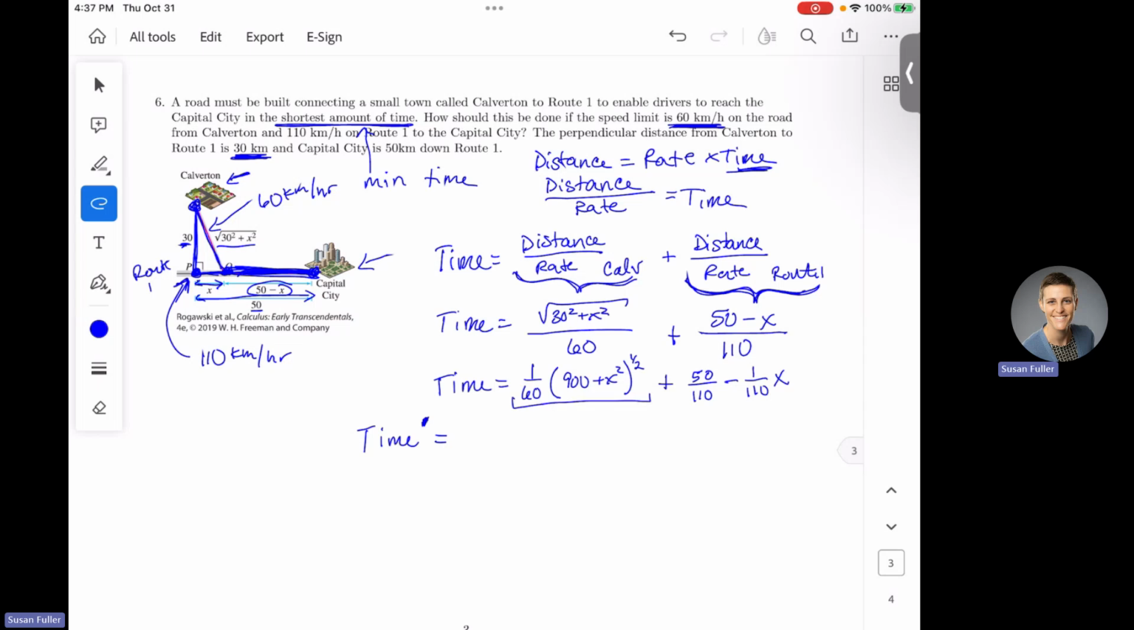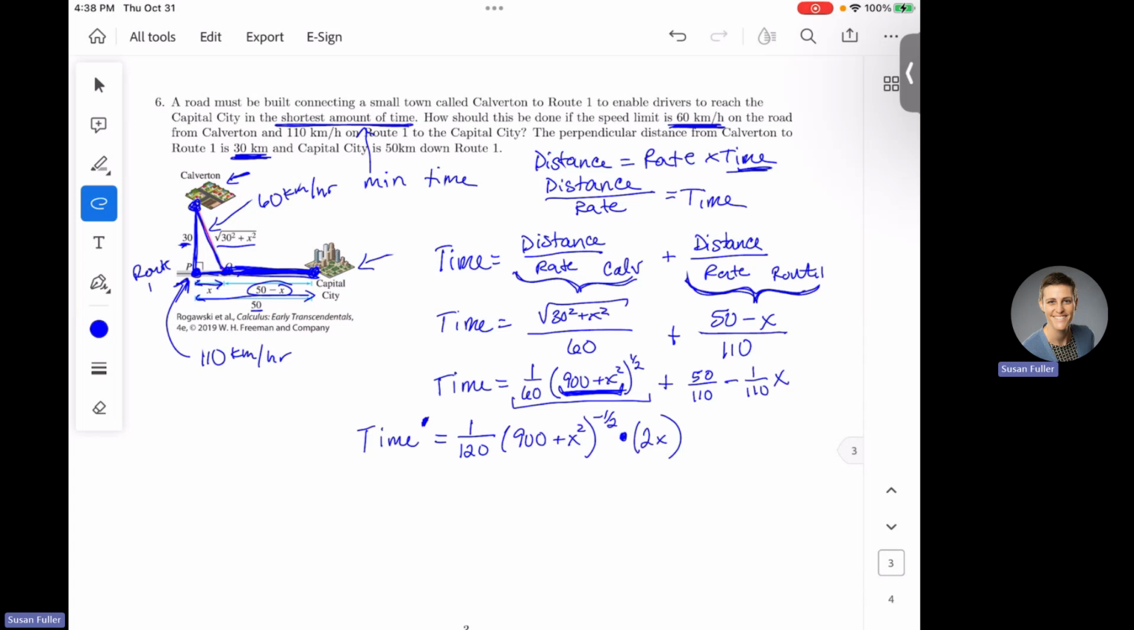To take the derivative of this first piece, I need a chain rule because I have stuff to the 1/2 power. So stuff to the 1/2 power, the derivative of that is going to be 1/2 times my stuff to the negative 1/2. So I'm going to bring the 1/2 out front. 1 over 60 times 1/2 is 1 over 120 times my stuff, which is 900 plus x squared, to the negative 1/2. That is f prime of g of x. And we have to multiply that by the derivative of our stuff, which is the derivative of 900 plus x squared, which is just going to be 2x.